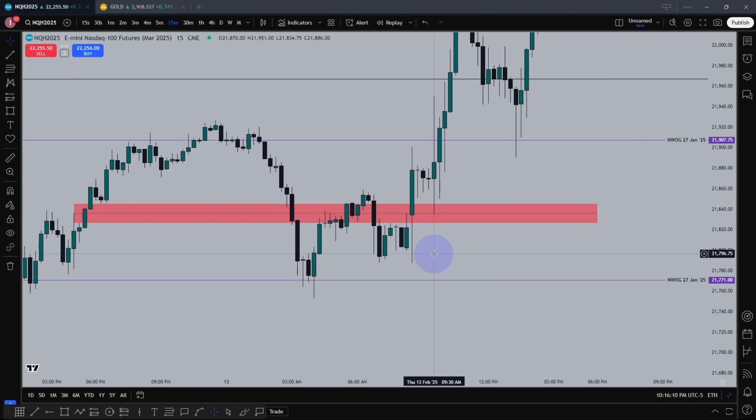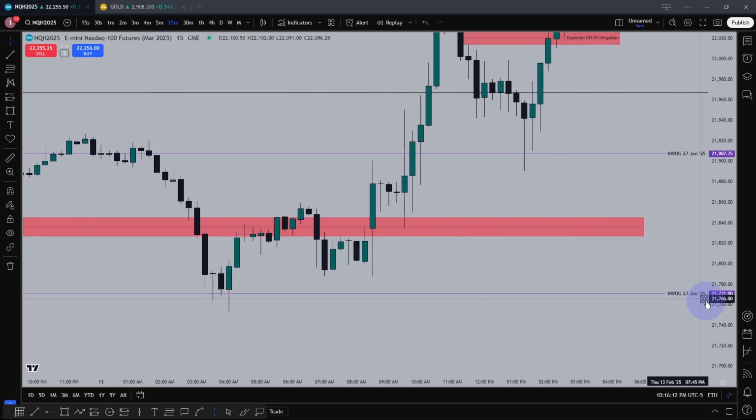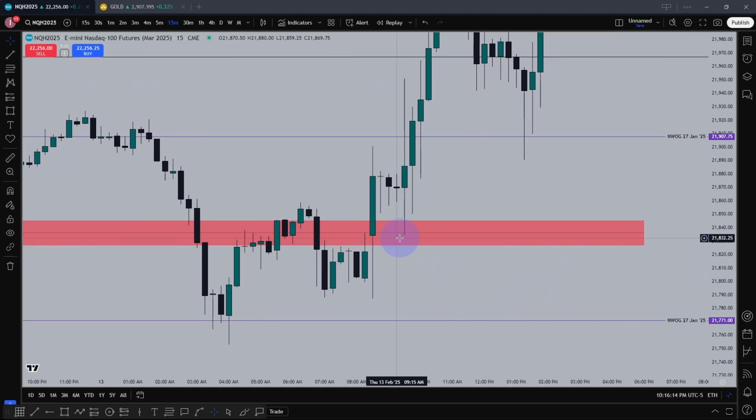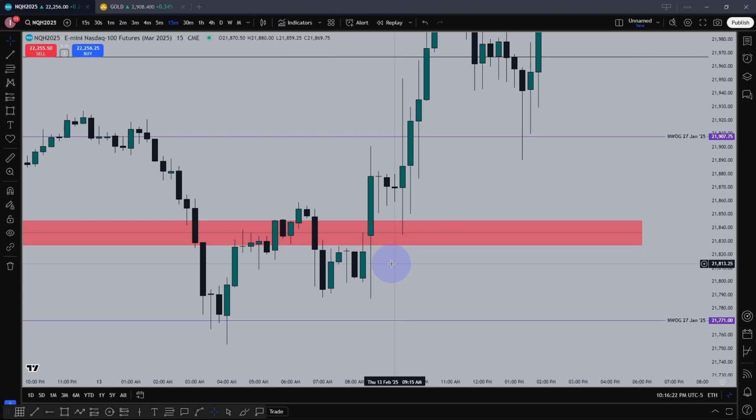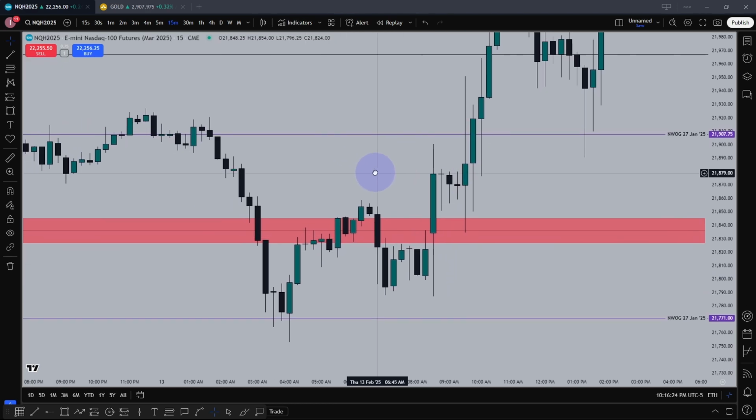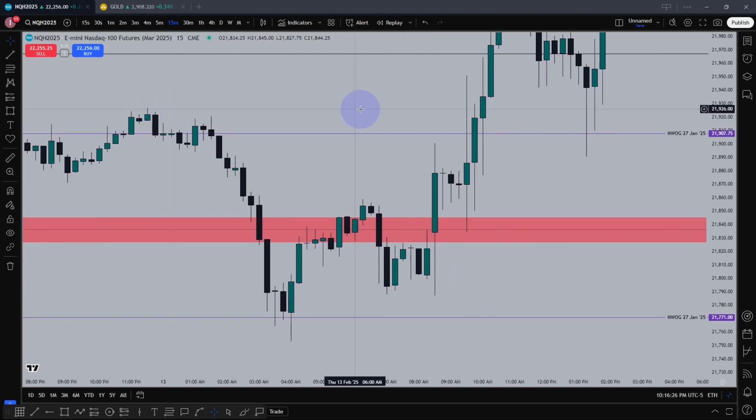You can look at 9:30. Notice how we have that drop lower here, touching this gap here, as well as the consequent encroachment of the 4-hour gap, which we can see that it respects beautifully. And then from there, it rushes higher to take out buy side here.